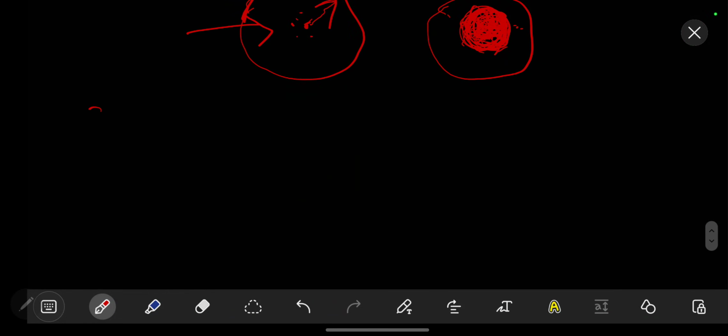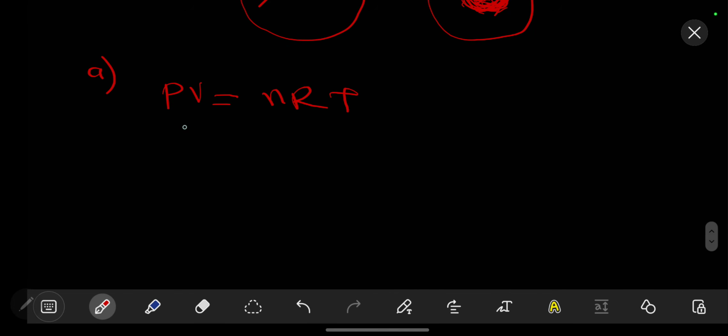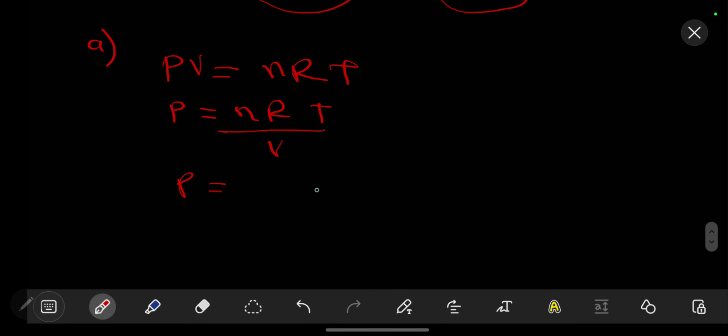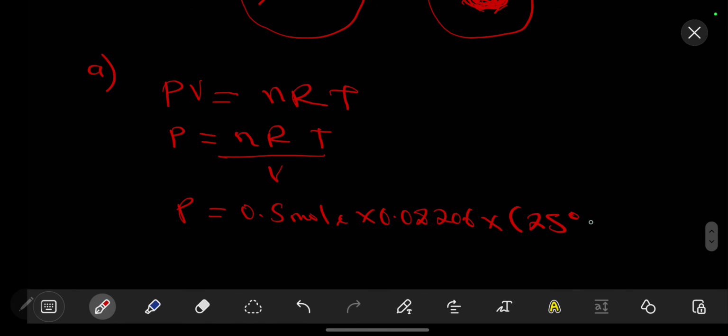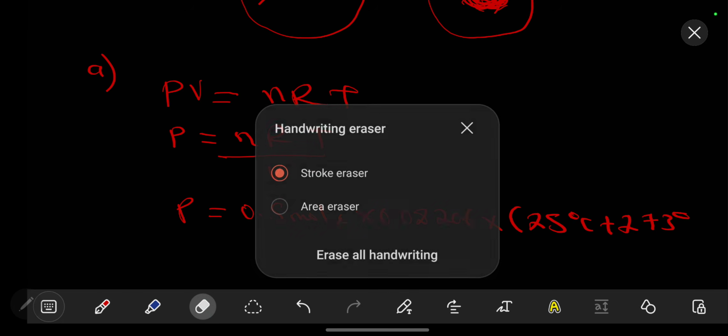So the first part, the ideal gas way. We know that the ideal gas equation is PV equals nRT. So our pressure will be equal to nRT over the volume. The number of moles, according to what we have been provided with, is 0.5 moles. We have R, which is 0.08206, times the temperature, which is 25 degrees Celsius plus 273 to convert it to kelvins.